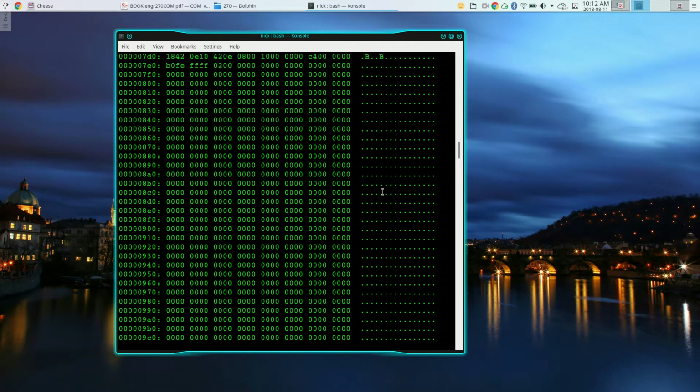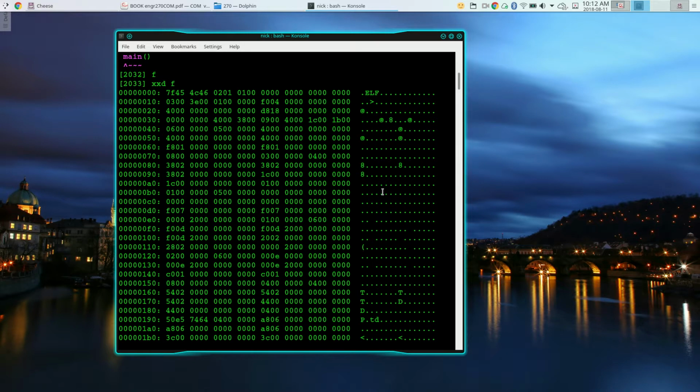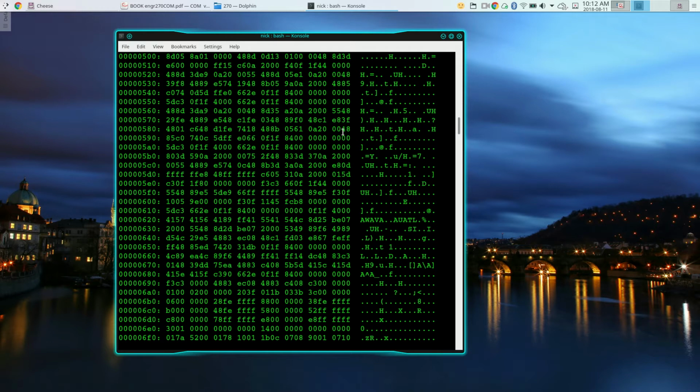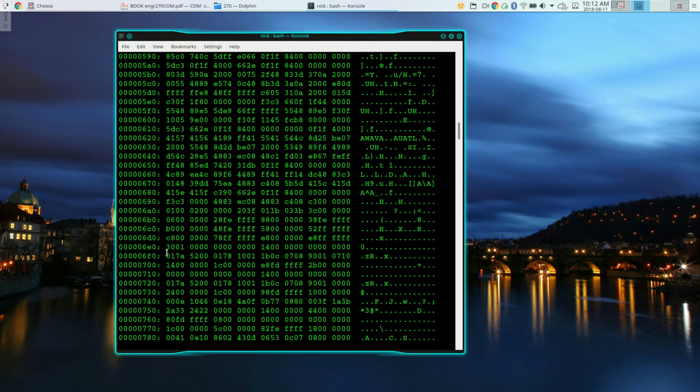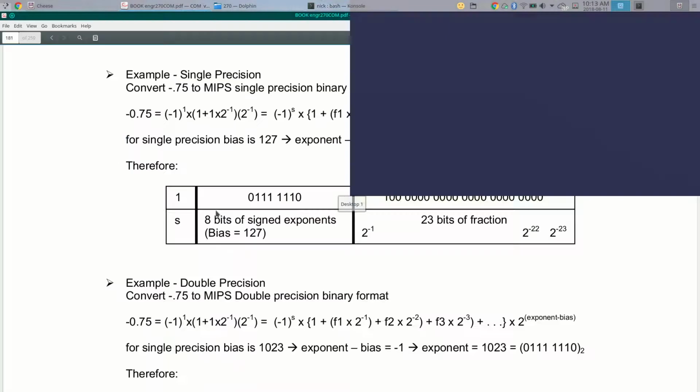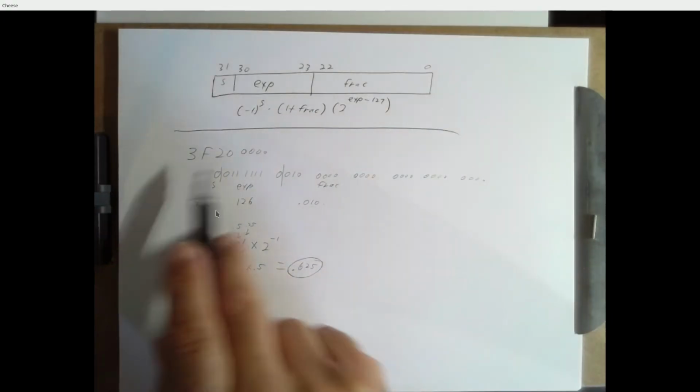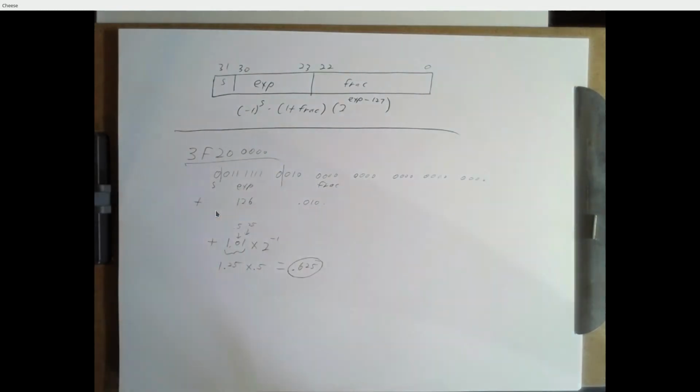So here's my program, and it's got some code in it, it's got some tags to say it's an executable program and so on. But if I go down here around position 6A, and I look at these 32 bits, that's where it's storing the number 0.625, and you read it from right to left. So it's storing a 3F, a 20, 0000, and 3F200000, that's the number we started with. That's our 0.625.